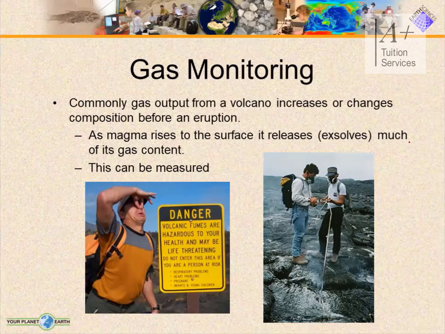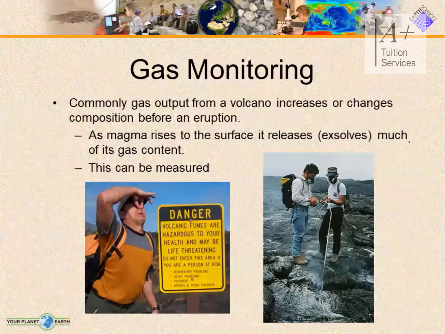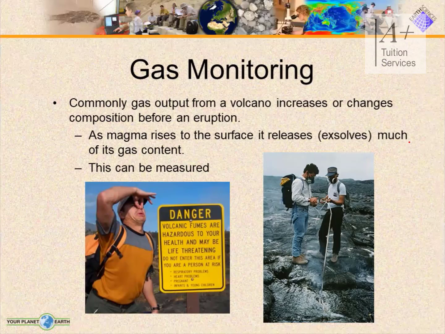Gas monitoring. Commonly, gas output from a volcano increases or changes composition before an eruption. As magma rises to the surface, it releases, exhales much of its gas content. So before a volcano erupts, it releases gas, and this gas is very sulfuric and you can smell it from a distance. And this is how we can measure that a volcano is near to erupting.